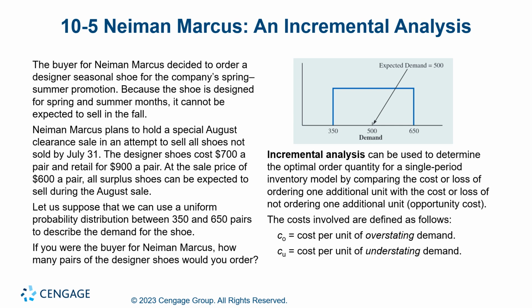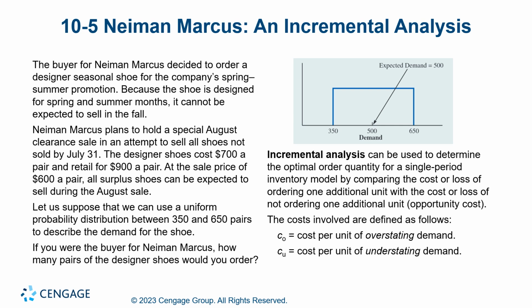Now let us consider a single period inventory model that could be used to make a decision on how much to order. For this one, we use Neiman Marcus, which is a chain of department stores, probably in New York City. They are selling shoes, and the shoe will be part of the company's spring-summer promotion, and it will be sold through 9 retail stores in the Chicago area. Because the shoe is designed for spring and summer months, it cannot be expected to sell in the fall. So Neiman Marcus plans to hold a special August clearance sale in an attempt to sell all shoes which are not sold by July 31st.